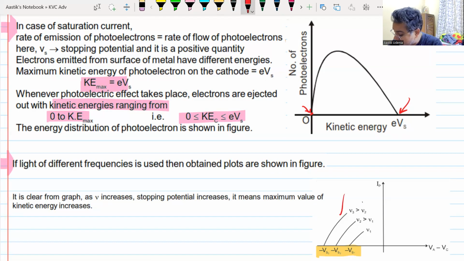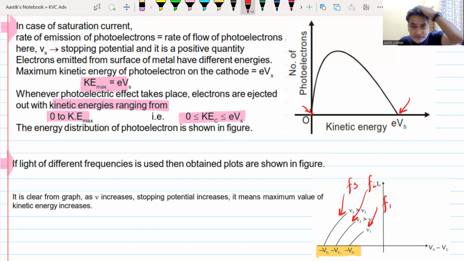This is the graph for frequency F3. This is the graph for frequency F2. And this is the graph for frequency F1. Which frequency will be more? Which frequency will be less? F1. Is F1 more or less? It is less, sir.